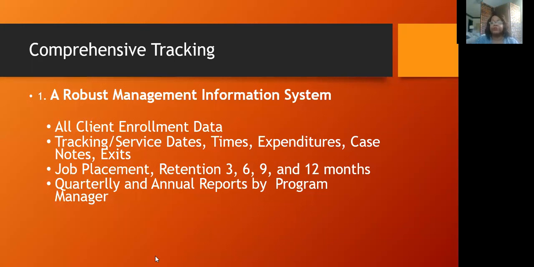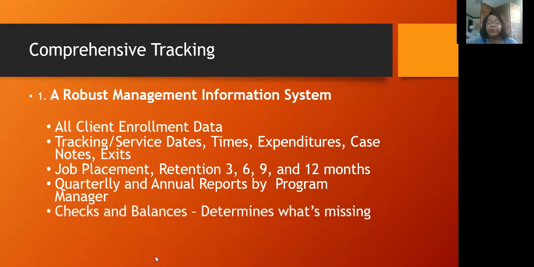So your tracking is essential, and it's a telltale sign as to where your problems lie. And so the other thing that your MIS does, so we know you can provide your quarterly and annual reports by your program manager. The next factor, and the most important factor, is your tracking. Your MIS system rather provides the checks and balances for you, so it helps you to know when you're having problems.